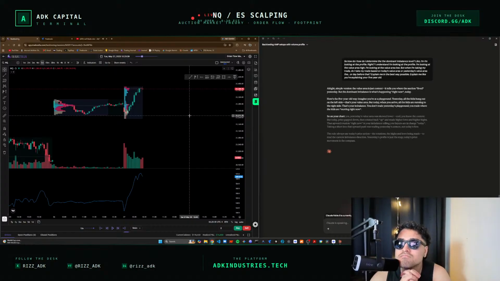So on your chart, yes, yesterday's value area was skewed lower. Cool, you know the context. But today, price gapped down, then rotated back up and made higher lows and higher highs. That upward rotation right now is your imbalance telling you buyers are in charge today. Taking a short into that upward push was trading yesterday's context, not today's flow. The rule: always use today's price action, the rotations, the highs and lows being made, to read the current imbalance direction. Yesterday's profile is just the map. Today's price movement is the compass.